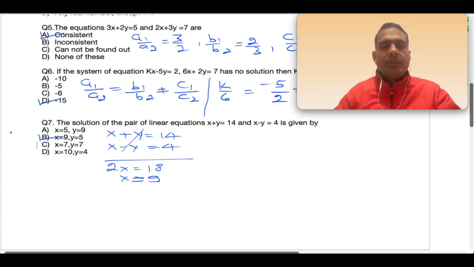So option B. Again, we have to be very careful because option A is also x is equal to 5 and y is equal to 9. The values are same but in reverse order. So we have to be very careful in marking the answers or marking our bubbles, because all our hard work done will be gone if we don't color the right bubble.